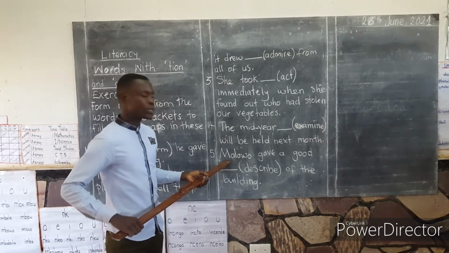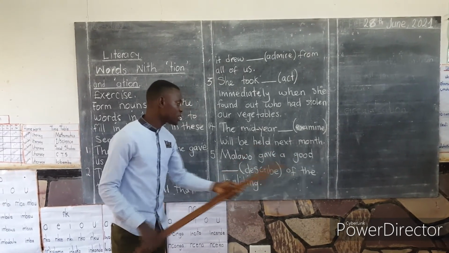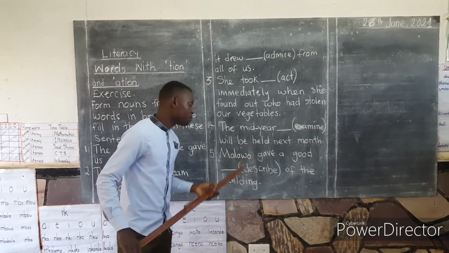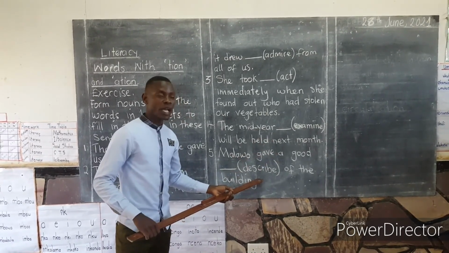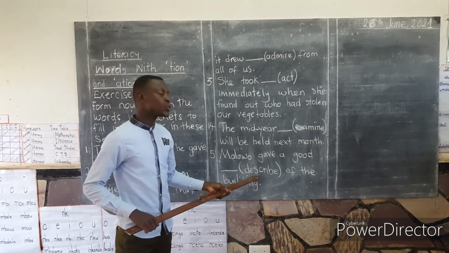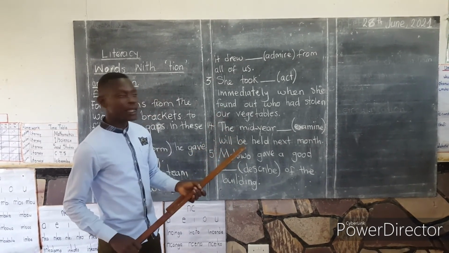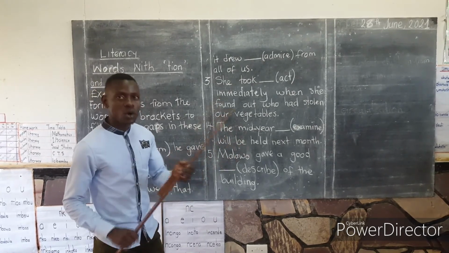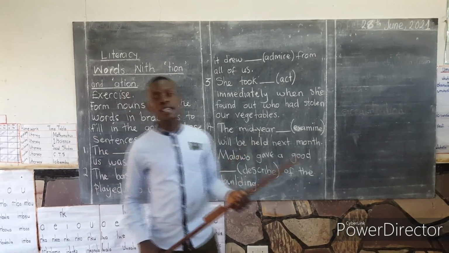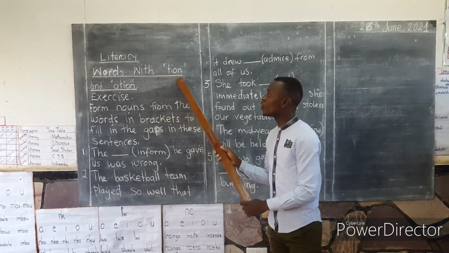Malao, this one is the name of a person. Malao gave a good dash of the building. Describe. I want you to think here. You change this word, which is a verb now, into a noun. When you finish, I'll mark the work and then I'll appreciate those who are going to do a good job. So today, this is where we end in literacy because we are looking at words with T-I-O-N and A-T-I-O-N.